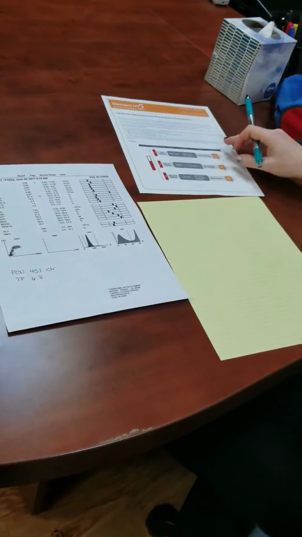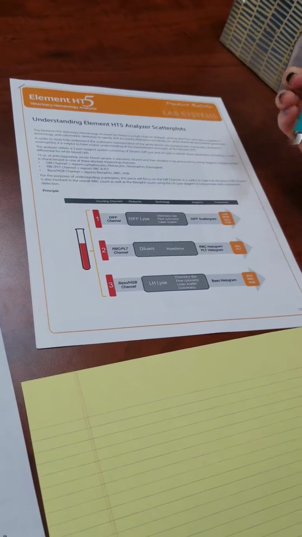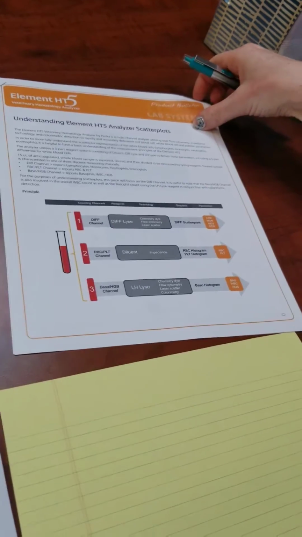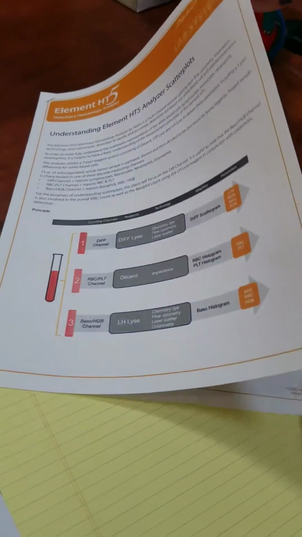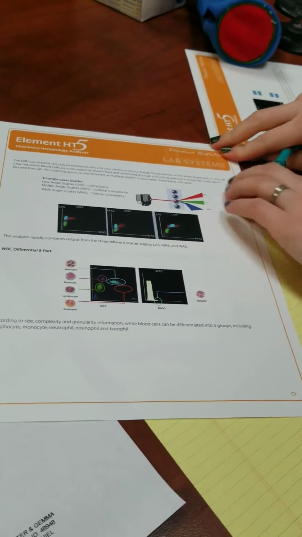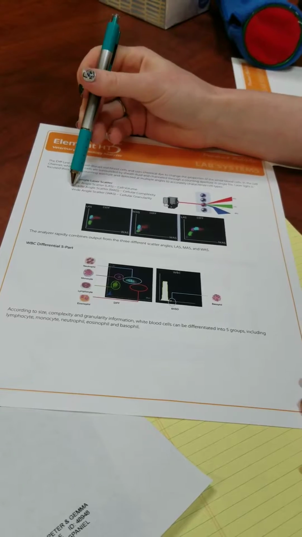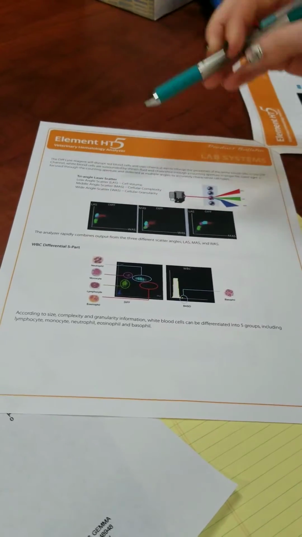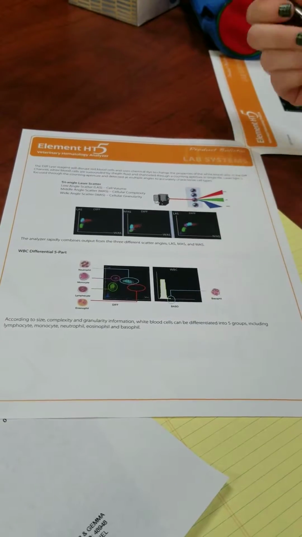So we will start with talking about the HT5 scatter plots. The HT5 is a CBC analyzer, and the scatter plot graph basically shows the distribution of your white cells and the different classes of your white cells. It measures it with low angle scatter, middle angle scatter, and wide angle scatter, and then basically makes an XYZ graphing coordinates comparing those values.